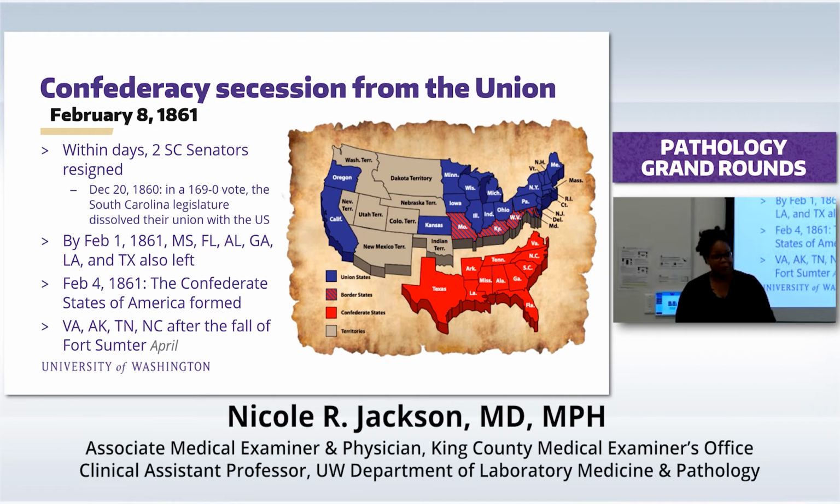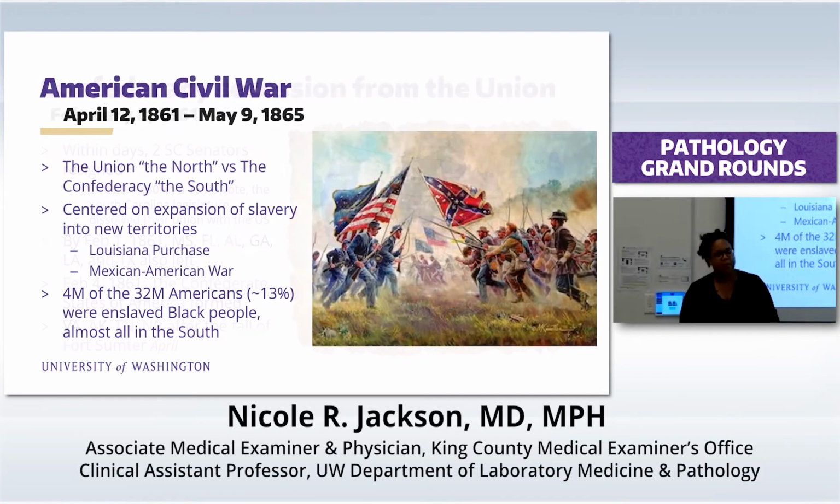So 2 days after the election, there were 2 South Carolina senators, and they instantly resigned. And then in December of 1860, in a unanimous vote, South Carolina's legislature dissolved their union with the United States. By February, there were a total of 11 states, known as the Confederacy, or the Confederate States of America, who completely seceded from what's now called the Union, and those were the remaining states of the North, and then California and Oregon. So this started the American Civil War.